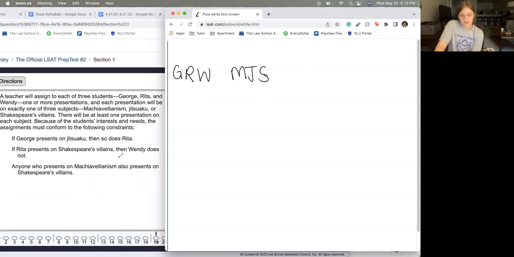Given the setup, or given the paragraph that we have, I think there's a couple ways that you can go for our setup. This is a pretty basic grouping game because we're going to be grouping our variables into certain groups. We're not ordering anything. It's not like we have to figure out who's presenting first or anything. It's just grouping.